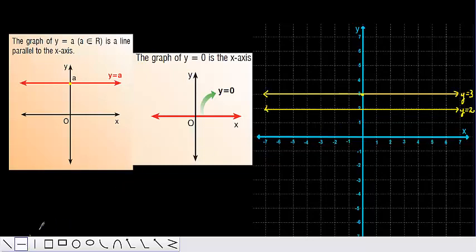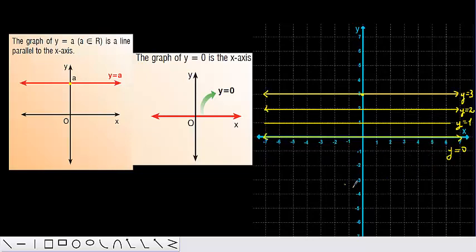Let me draw quickly like this, I'm not going to write the names. When the value is equal to 3, the y value is equal to 3, y is equal to 3, y is equal to 2, y is equal to 1, and this is the x-axis. This is the x-axis, and it is the y is equal to 0 line at the same time.